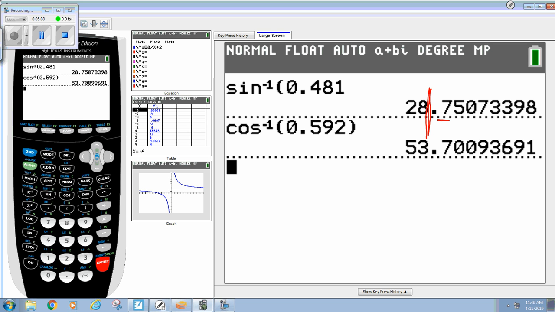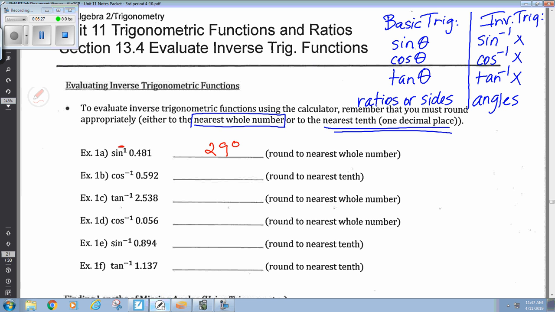So this gives you 53.70093691. You're rounding to the nearest tenth. That's one decimal place, so one number after the decimal place. There's a 0, so that 0 doesn't change anything. So your answer in this case would be 53.7 degrees. And that takes care of 1B. So that's how you would go about using the calculator to evaluate an inverse trig function.